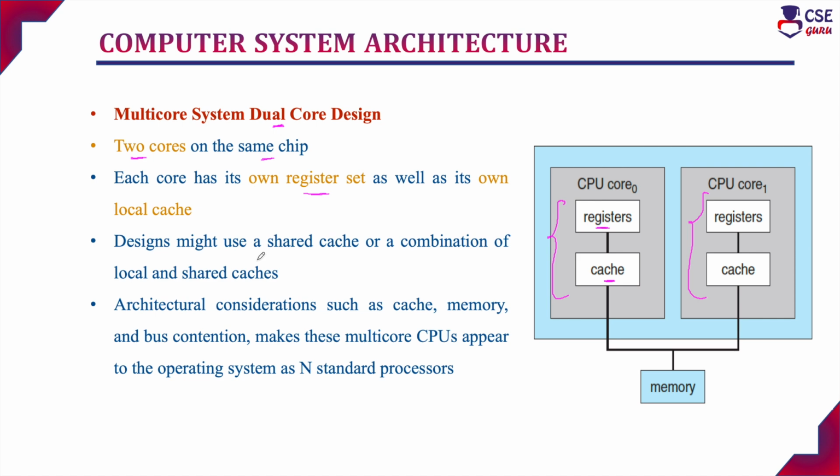And even in a dual core system, the design may use a shared cache also, or a combination of local and shared caches. And here architectural considerations like cache, memory and bus contention make these multi-core CPUs appear to the operating system as N standard processors. That is, the multi-core system will work like N standard processors. So with N standard processors, we can execute multiple tasks at a time. Okay. So the advantages of multi-core systems include that they execute more work than a single processing system, and they provide less traffic. So this is about multi-core system dual core design.